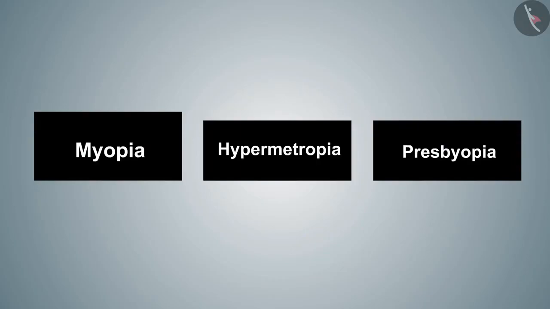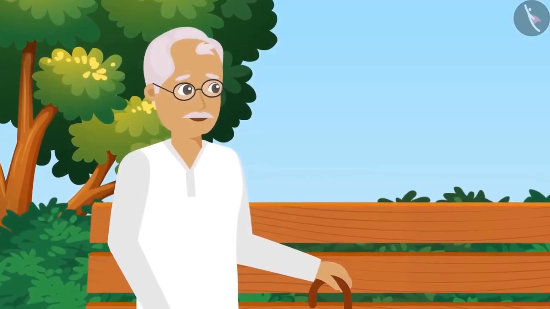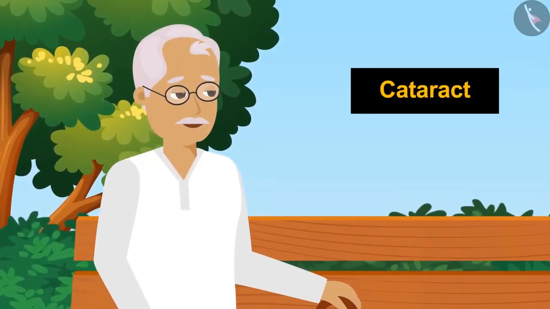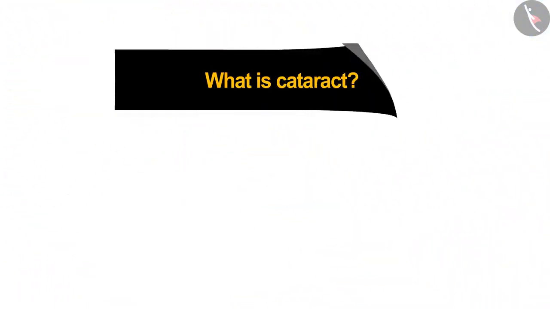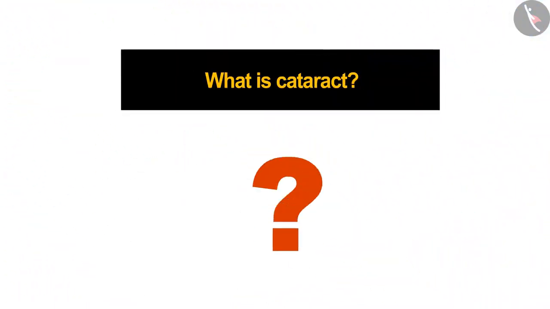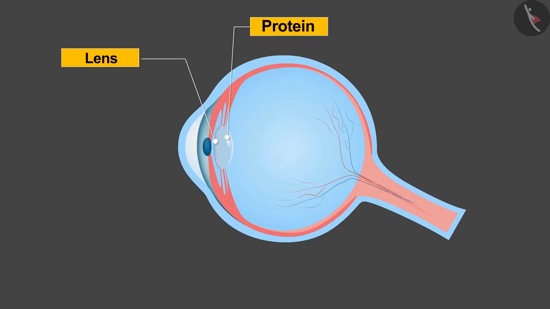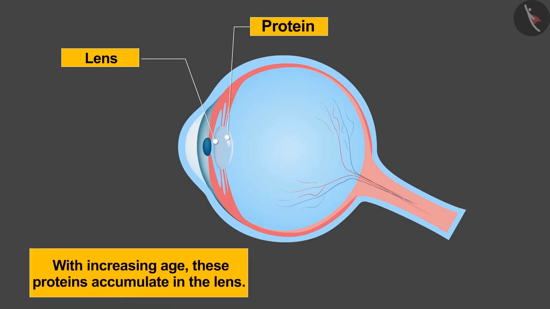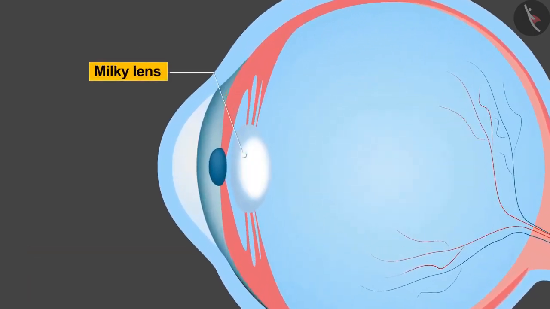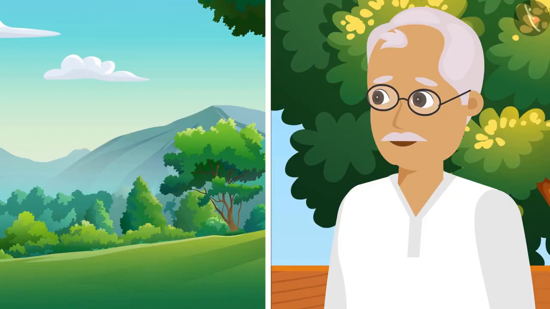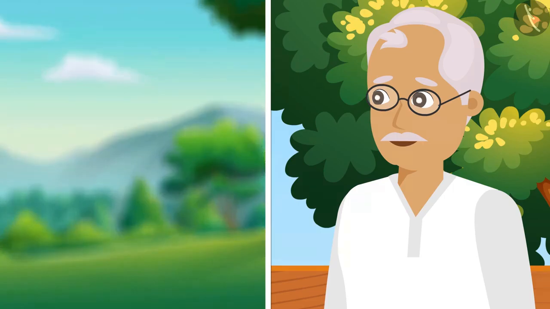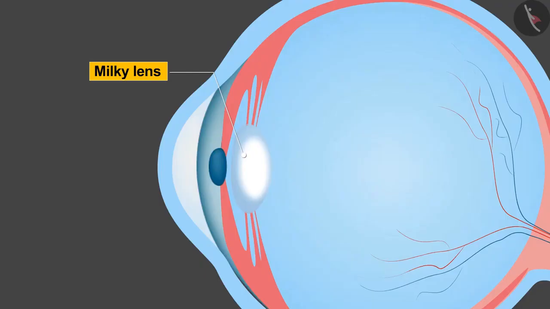Besides these three, there is another eye defect which people face during old age, known as cataract. But what exactly is cataract? We all have protein in the lens of our eyes. With increasing age, these proteins accumulate in the lens, and after a certain time, the lens becomes milky in color. Due to this, the lens loses its transparency and there is difficulty in seeing. The only way to cure this defect is surgery.